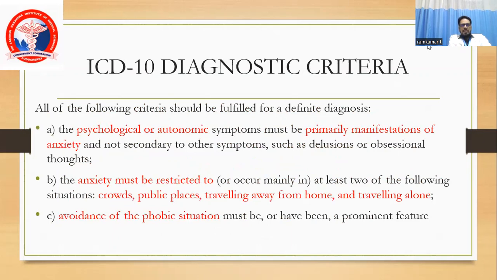ICD-10 diagnostic criteria. All of the following criteria should be fulfilled for a definite diagnosis. A. The psychological or autonomic symptoms must be primarily manifestations of anxiety and not secondary to other symptoms such as delusions or obsessional thoughts. B. The anxiety must be restricted to or occur only in at least two of the following situations: crowds, public places, traveling away from home, and traveling alone. C. Avoidance of the phobic situation must be or have been a prominent feature.